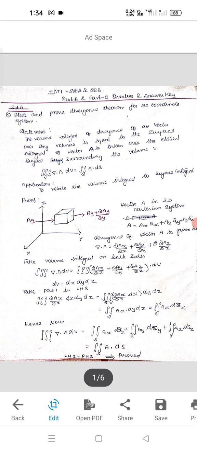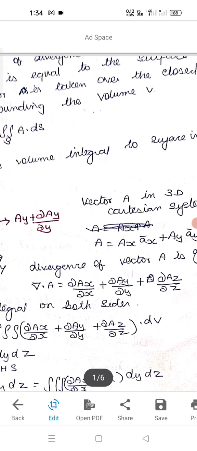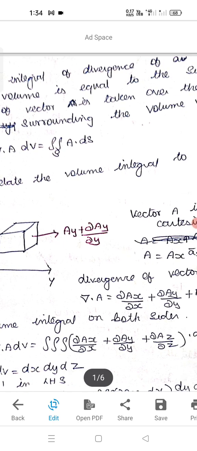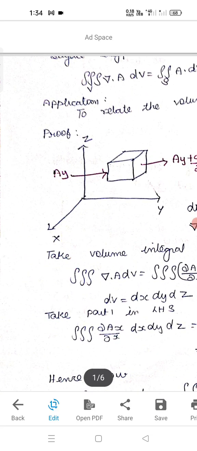For giving the proof, we start with the Cartesian coordinate system. Assume a vector A in the Cartesian coordinate system with its coordinates, and next we have to prove with the divergence of vector A. For divergence we have to take a dot product of that vector with the differential vector. So del dot A is now given by dou Ax by dou x plus dou Ay by dou y plus dou Az by dou z. Now we have to take the volume integral on both sides of this equation.